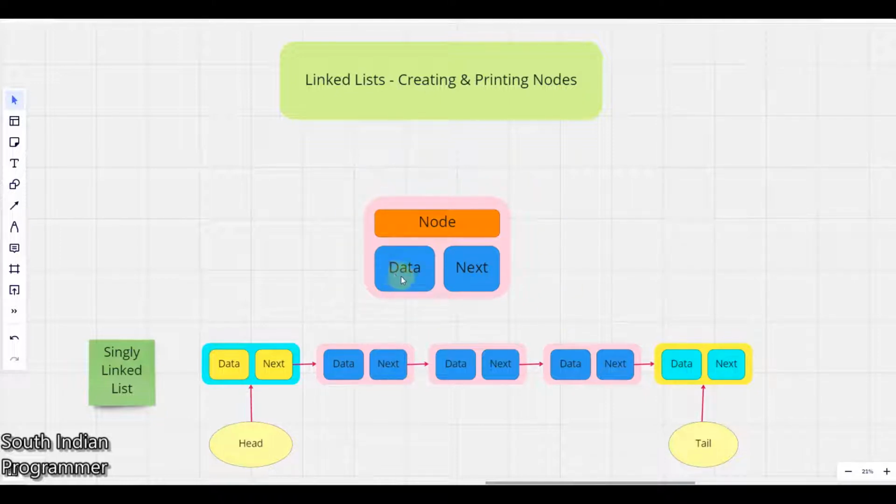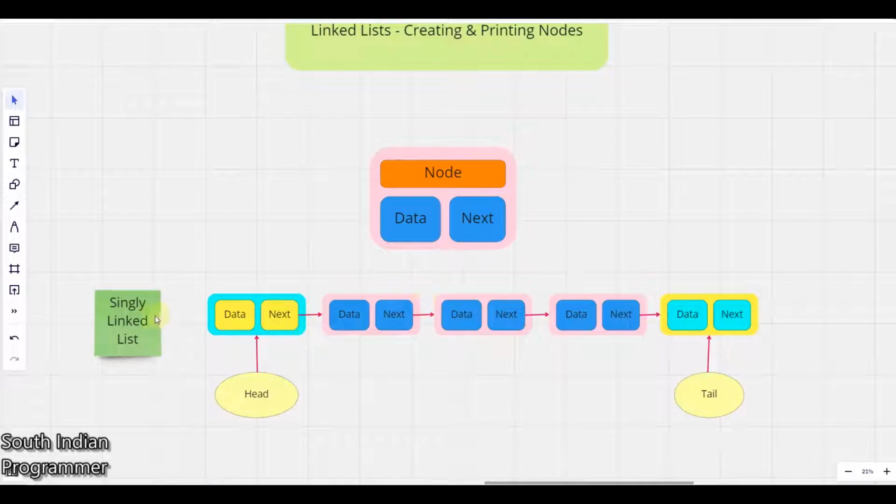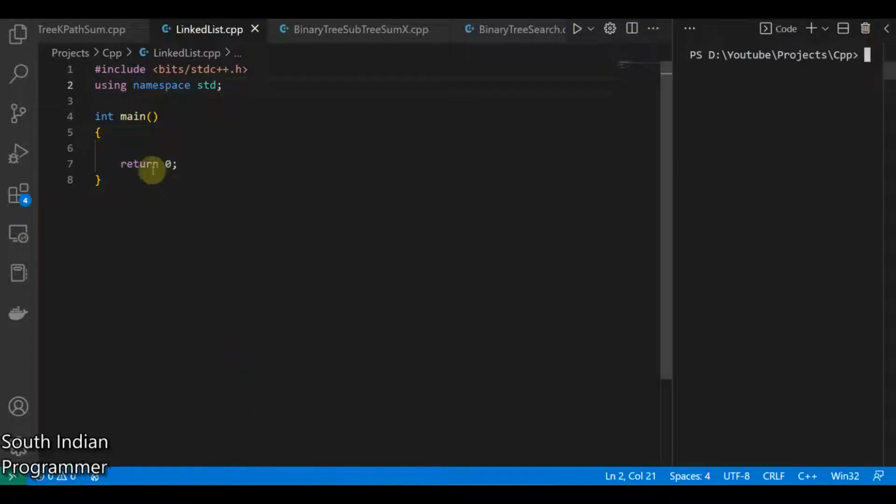I have one data field and a next field in the node. What I'm going to implement in this video is a singly linked list, so there is only one pointer to denote the next node. We'll create it quickly in C++ code. We jump into Visual Studio Code.